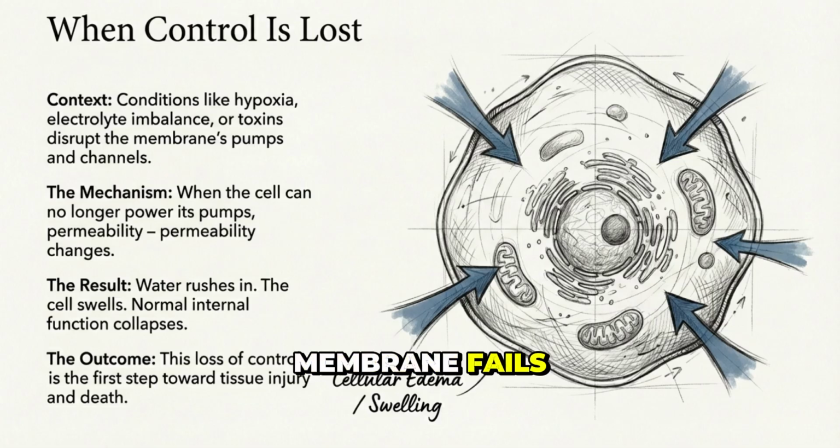When the cell membrane fails, the cell loses control. It can no longer regulate its internal environment. This is often the first step towards cell injury and death. Long before an organ fails, its cells are already losing their ability to protect themselves.